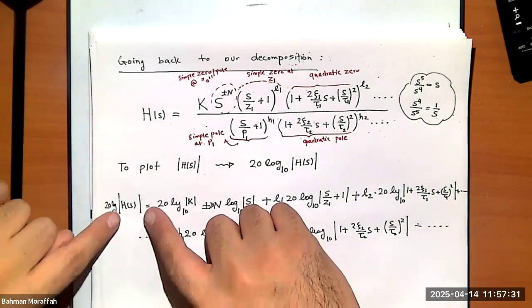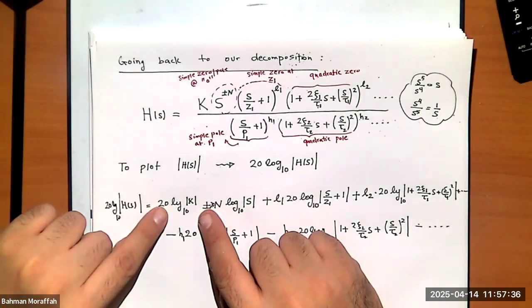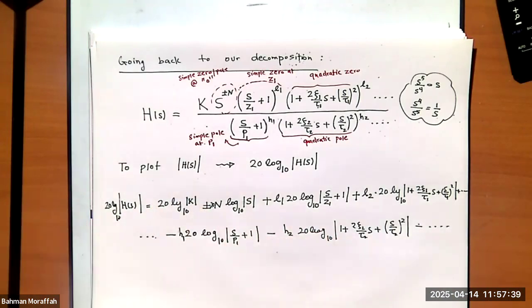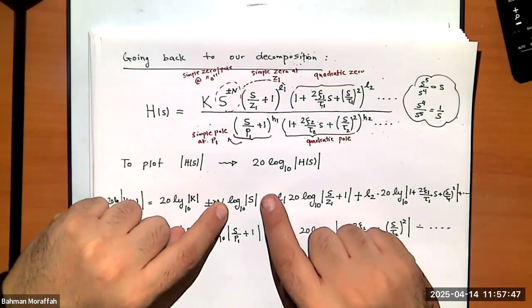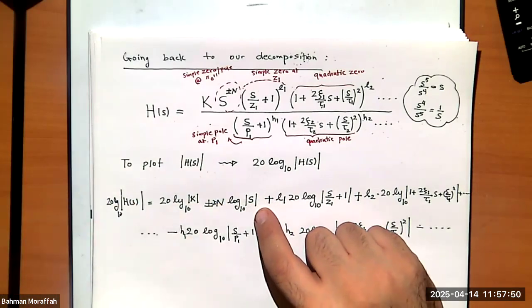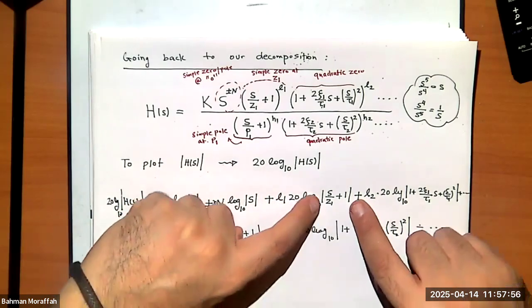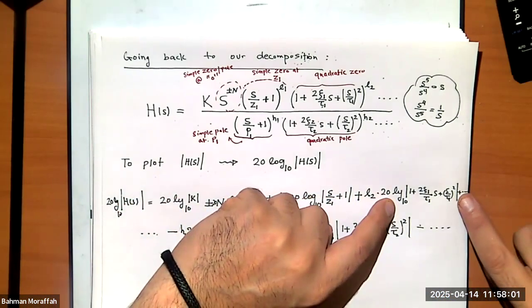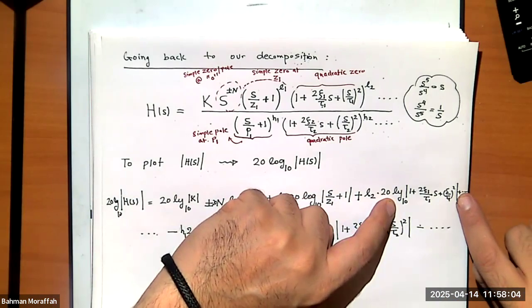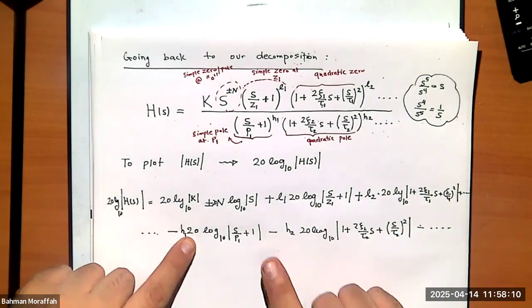To plot this magnitude of h of s, to plot constants is very easy. It's just 5, 6, 7. It's just a number. You know how to plot it. To plot this 10 absolute value of s, and this is I omega. And then you have to be able to plot 20 times log 10 of simple zeros, 20 times log 10 of quadratic zeros, and then simple poles, quadratic poles.